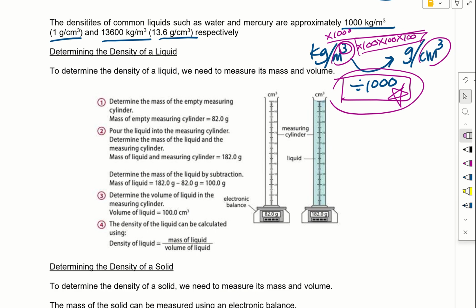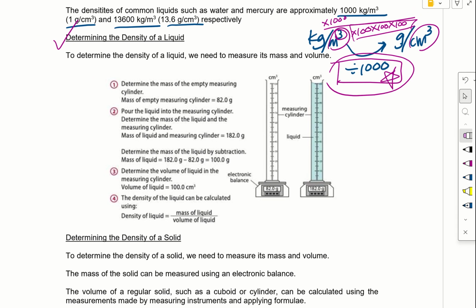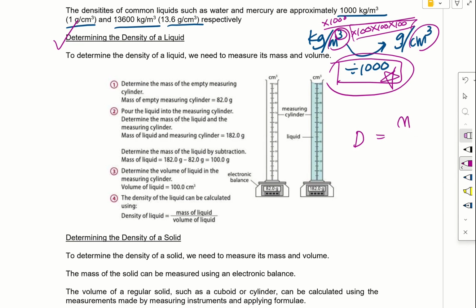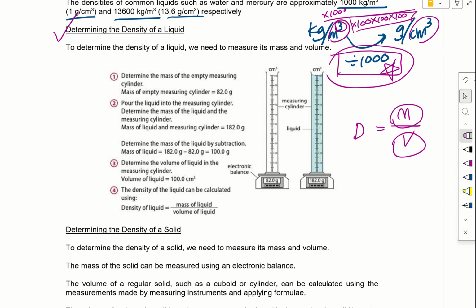Next, this is an experiment to determine the density of liquid. Basically, you have done it in lower sec, right? So to find the density, we actually need information about mass and volume. So we are measuring the volume using a measuring cylinder, and at the same time we put it on an electronic balance to get the mass.